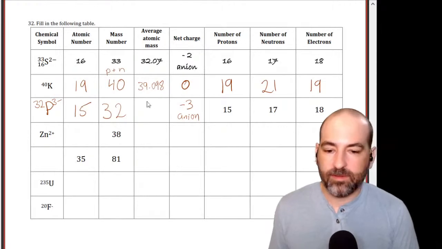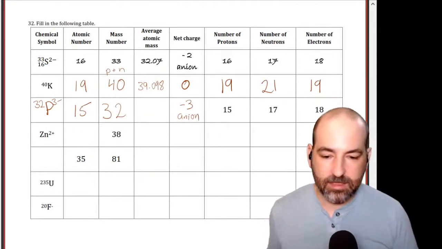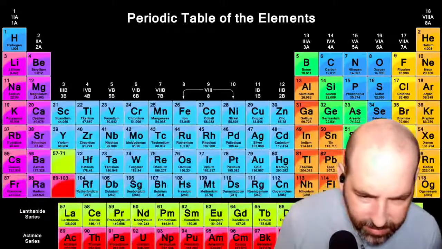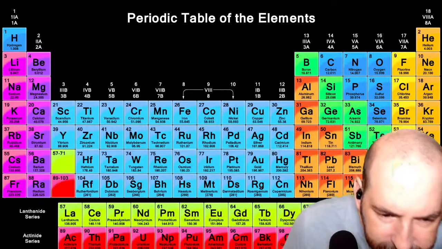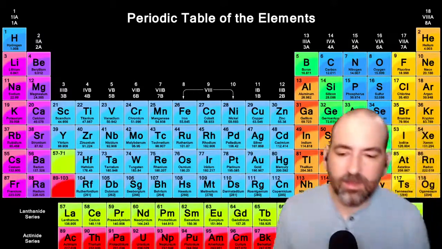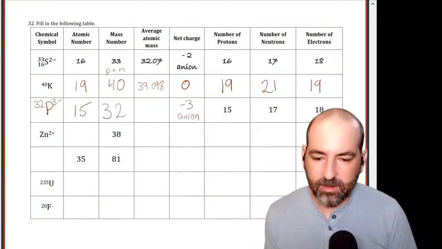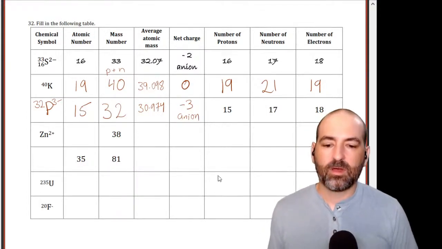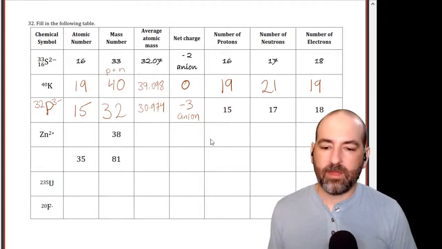The only thing we have left to fill in then is our average atomic mass, which again, these are hard for me to read on my screen. Looks like 30.974. Might not be right. Okay. And that's how you do that.